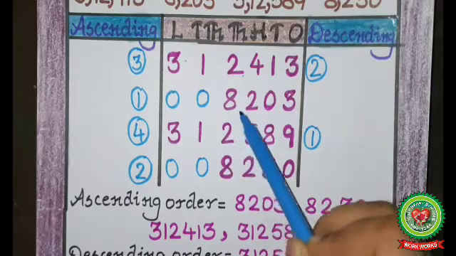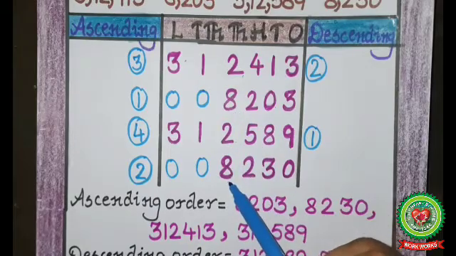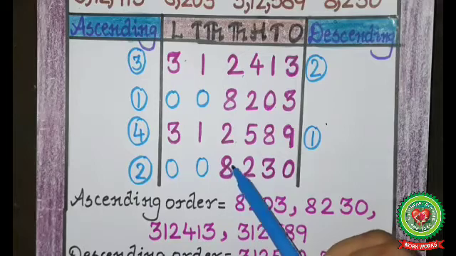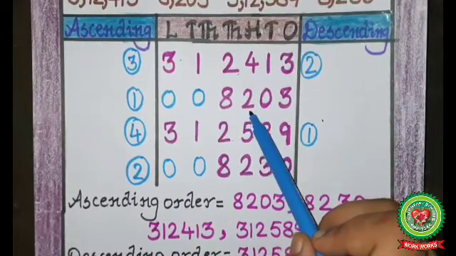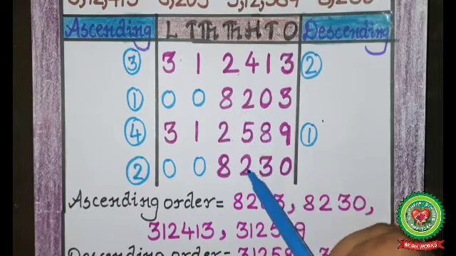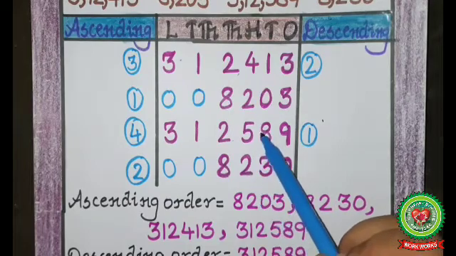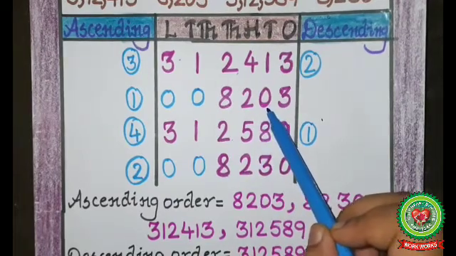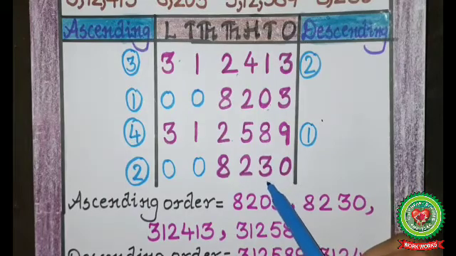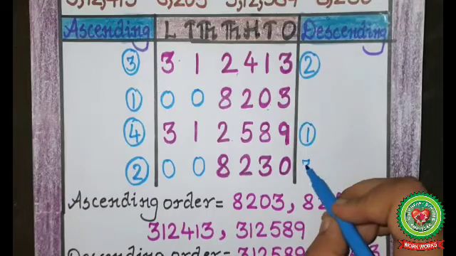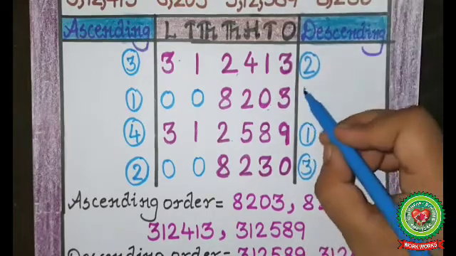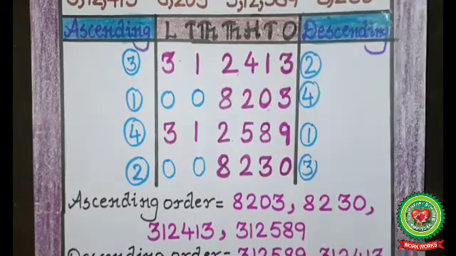At 1000 place, 8 is given. Comparison is not possible, so we will shift to the next place, that is hundreds place. At hundreds place, again in both numbers 2 is given. Again we can't compare, so move to the tens place. 0 and 3, which one is greater? Yes, 3 is greater. That means this is number 3 and this one is number 4. Now let's write down the descending order.